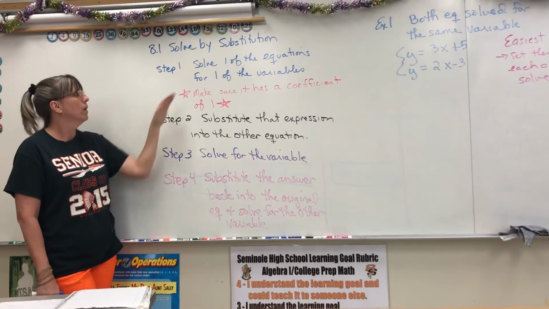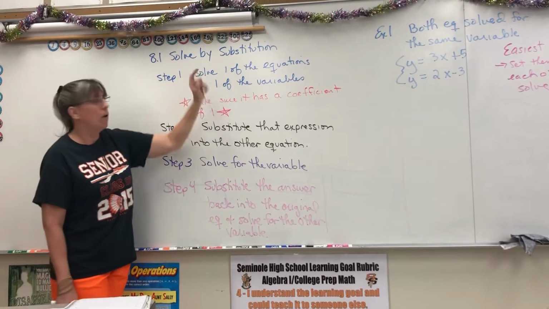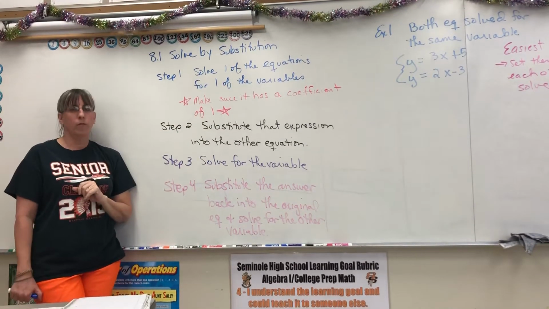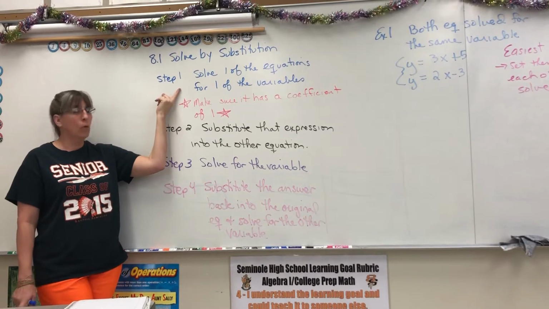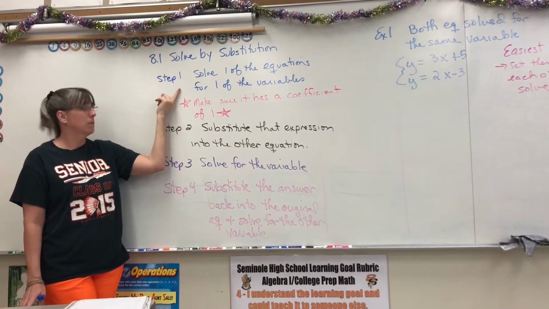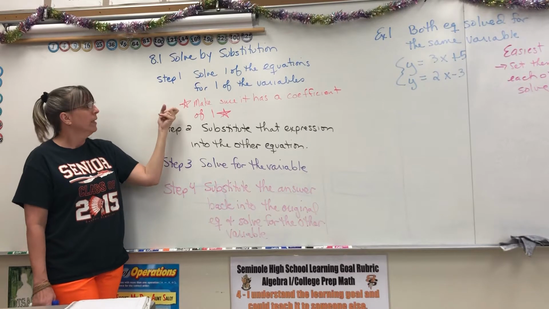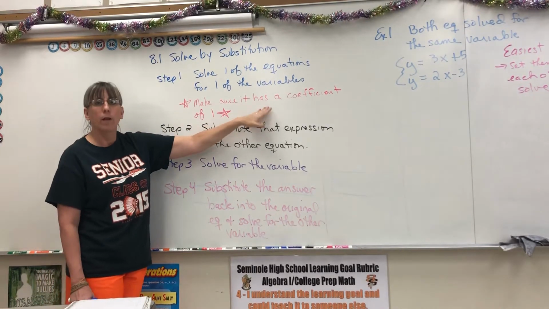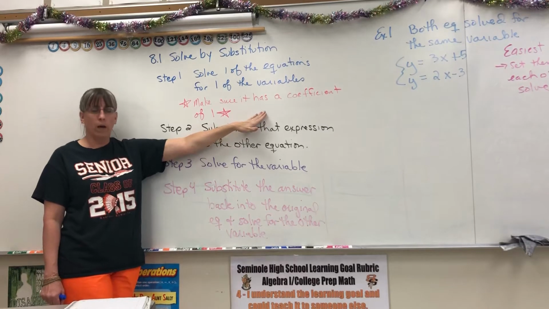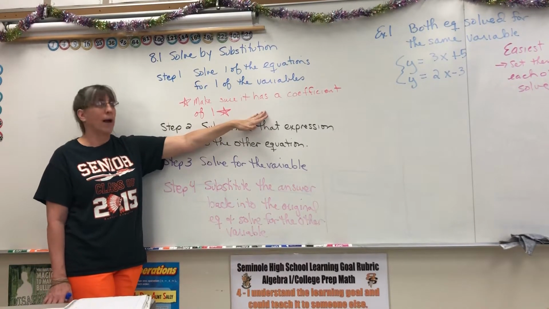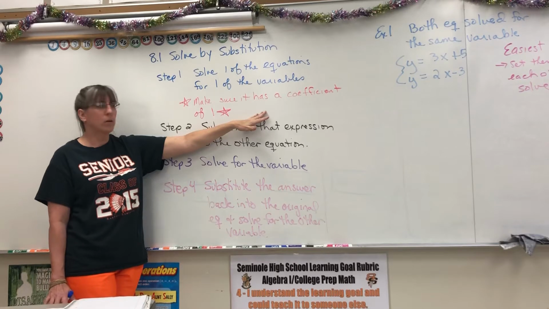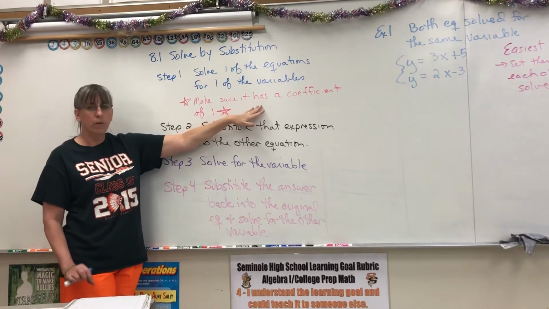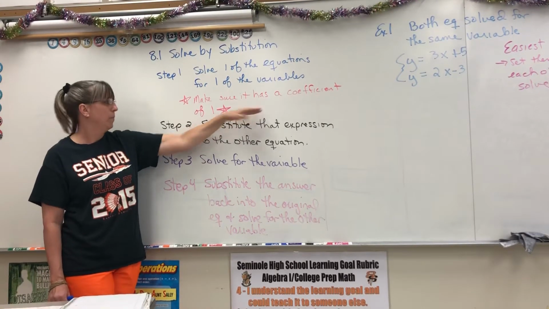Just pay attention. Step 1 is you're going to solve one of the equations for one of the variables, if it's not already done for you. Half the time it is. Sometimes it's not. If it isn't, make sure you pick a variable that has a coefficient of 1. Otherwise, you're going to end up with a bunch of fractions. Make it 20 times harder on yourself. Make sure it has a coefficient of 1.